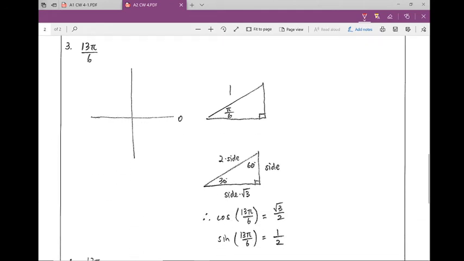So the third radian we're going to graph out is 13 pi over 6. So similarly, let's rewrite pi over 2, pi, 3 pi over 2, and 2 pi in terms of a denominator of 6. So this becomes 3 pi over 6. This becomes 6 pi over 6. This becomes 9 pi over 6. And 12 pi over 6.